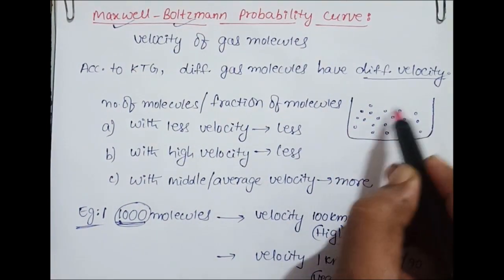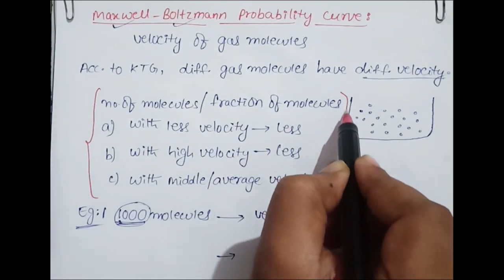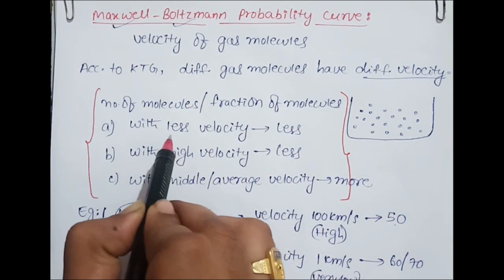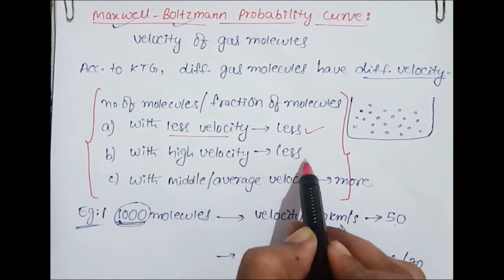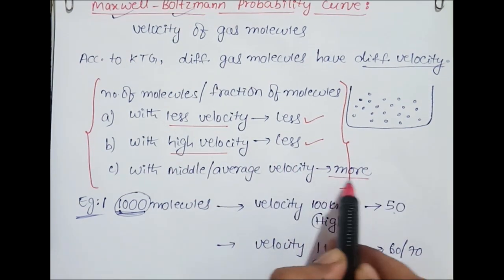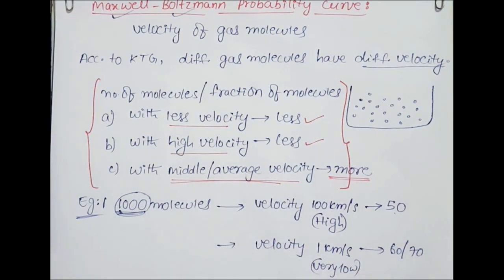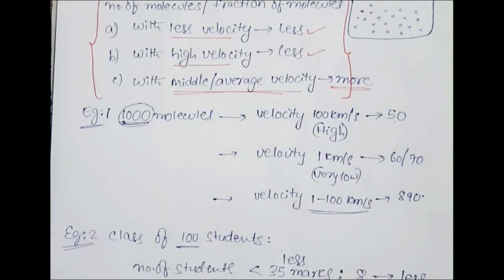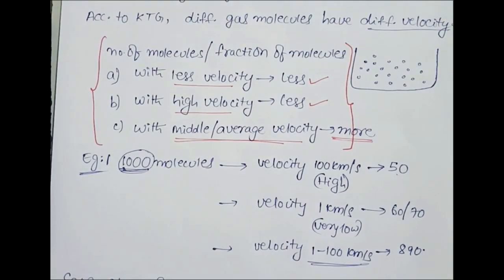So out of these molecules, what Maxwell and Boltzmann said, this is the assumption. They said the number of molecules with less velocity will be less. There will also be fewer molecules with very high velocity, but there will be a very high number of molecules with middle velocity. Got it? Now, I have given 3 examples. Based on this fact, I am going to draw a graph.